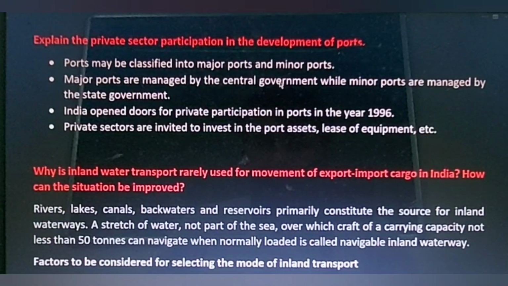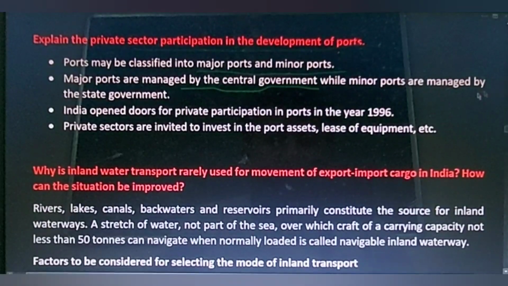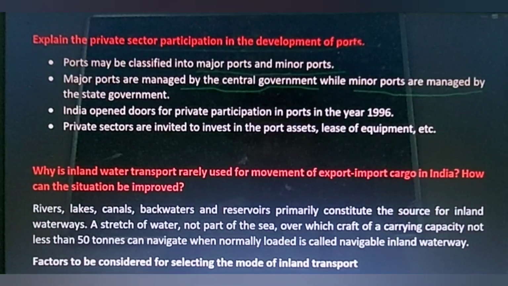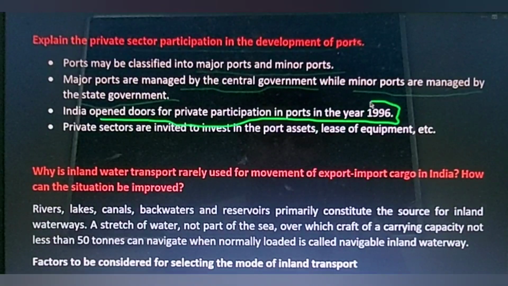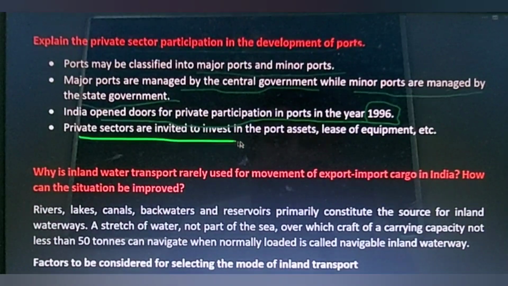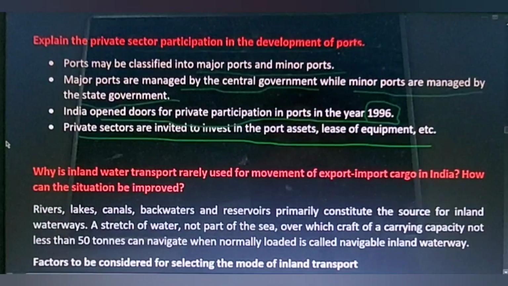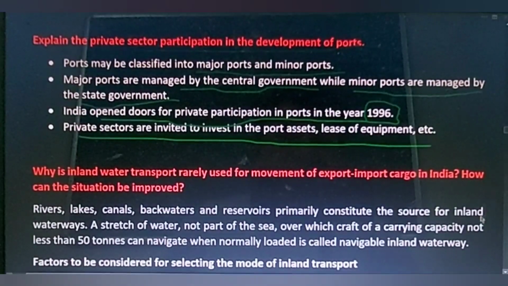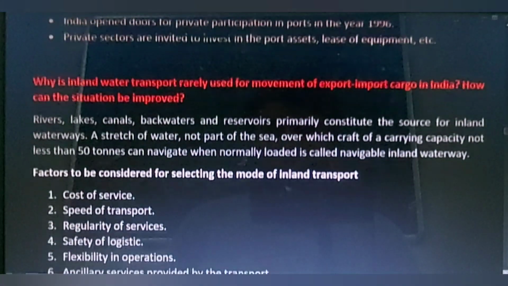Basically, the ports are divided into two categories. First is major ports and minor ports. Major ports are managed by the central government, whereas minor ports are given to the state governments. And India opened doors for private participation in the year 1996, this year, very important one. And a lot of private sector enterprises are invited to make investment in Indian ports, basically by way of lease finance or lease of equipments, like that.